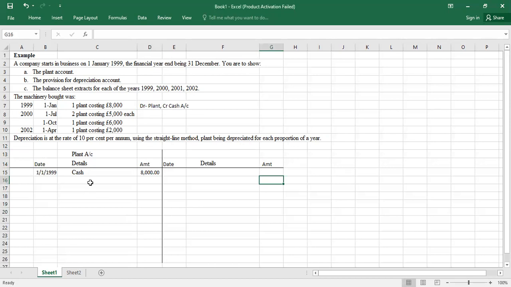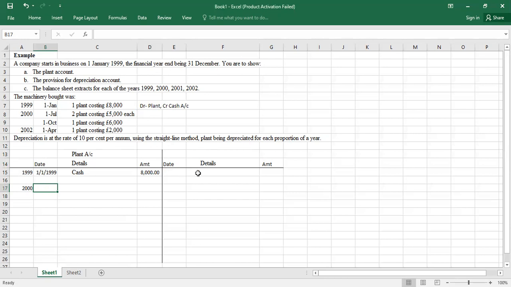We go on. Then in the year 2000, that was 99. I would have indicated here it's the year 1999, so that it becomes easier. Then I go to the year 2000. And in the year 2000, you can see what is happening. In the year 2000, I'm buying two plants. I have one that is costing 5,000 and I'm acquiring it on 1st July.